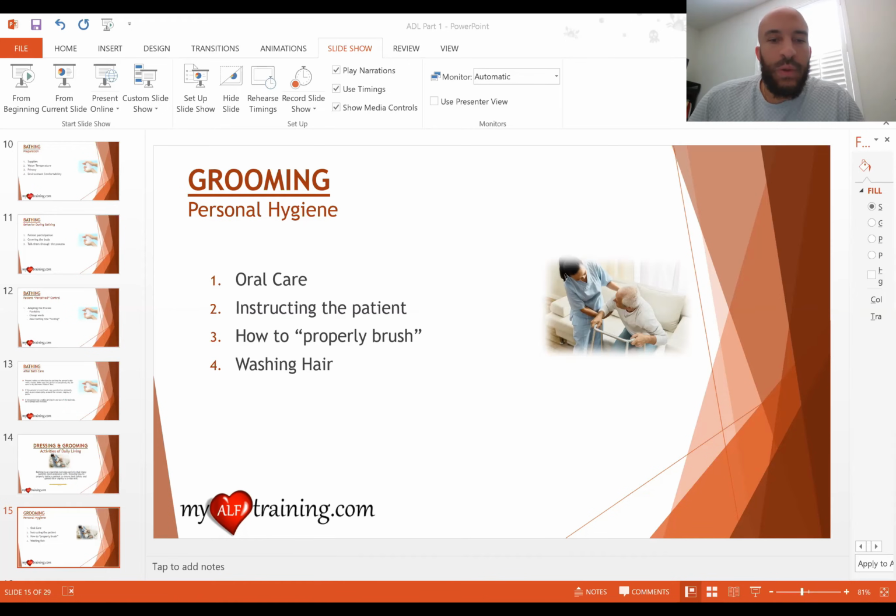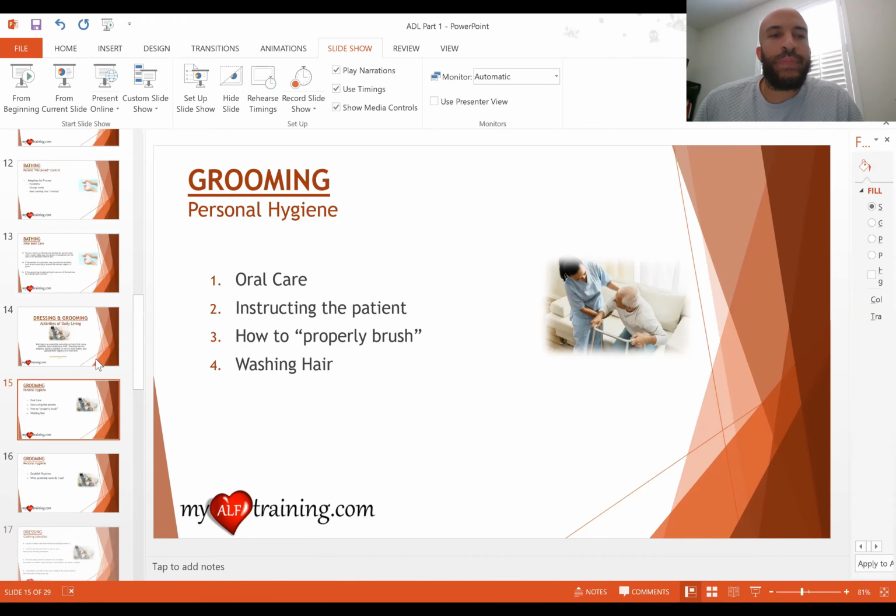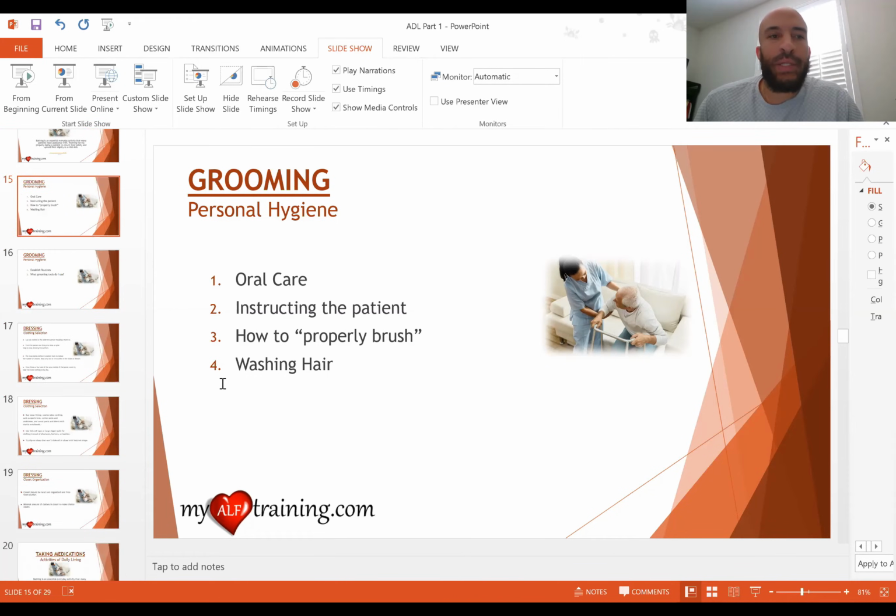So back to our presentation. So there we saw oral care. I just want to add on to what we saw, instructing the patient. Now, let's say that the patient you're caring for doesn't have severe dementia and still understands what's going on, or perhaps has had a stroke and just has a little bit of a delay in their critical thinking ability and needs some instruction sometimes.